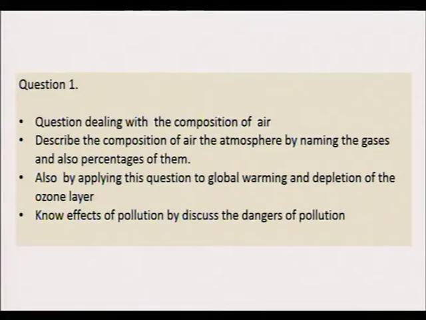Let's look at question 1. Question 1 is dealing with the composition of air. Here you need to describe the composition of air. What is the air made out of? The atmosphere, by naming the gases and also the percentages of them. You must also apply this question to global warming and depletion of the ozone layer. You must in detail also explain and know the effects of pollution by discussing the dangers of pollution.